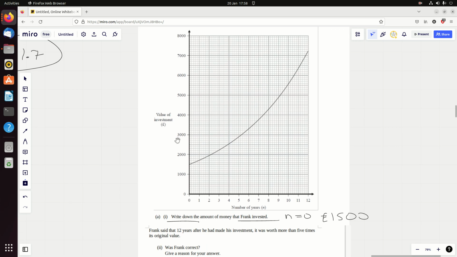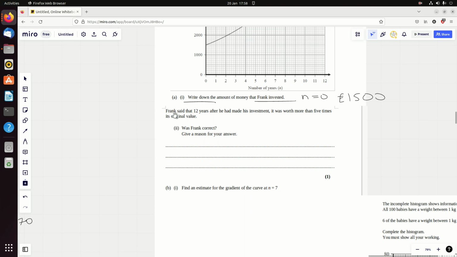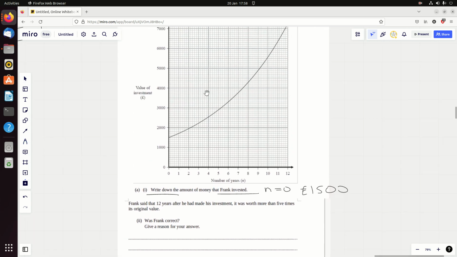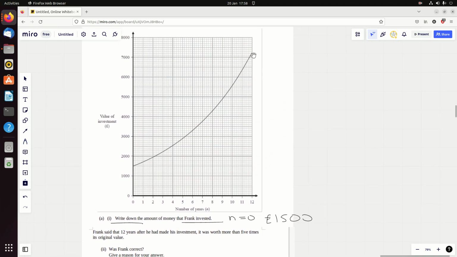He's done all right, hasn't he, Frank? Look at that. Wow. It's like times 5. It's not bad. Okay, Frank said that 12 years after he'd made his investment, it was worth 5 times more than its original value. Now, you need to have part A right for this, really, because the original value was 1,500. The final value was 7,200, is that? 7,300? I think 7,200.